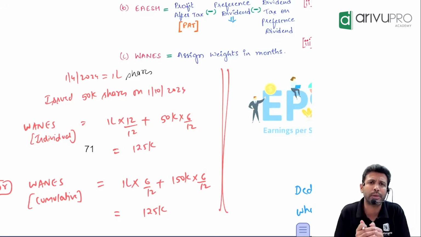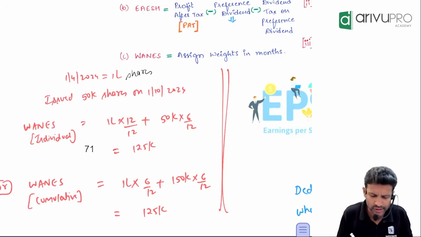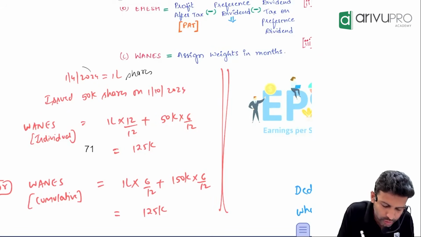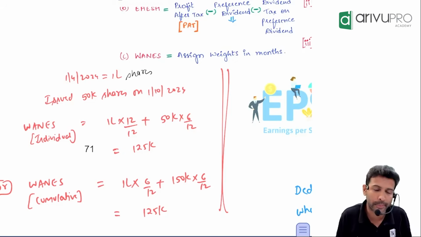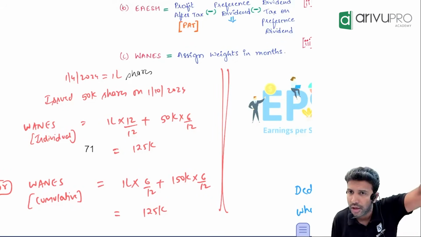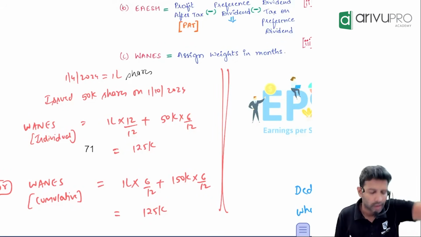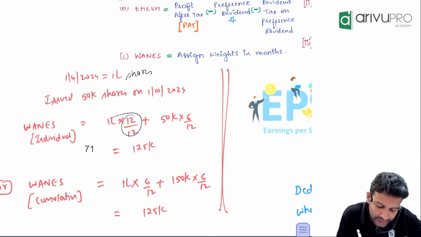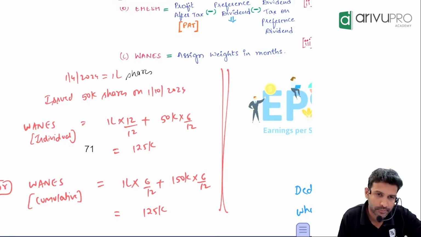First, let's try the individual approach. Individual approach is like this. 1 lakh shares was issued on what day? 1st April. That means it was there for the whole year. Whole year has how many months? That means on this 1 lakh shares, how much weightage will you give? 12 by 12.